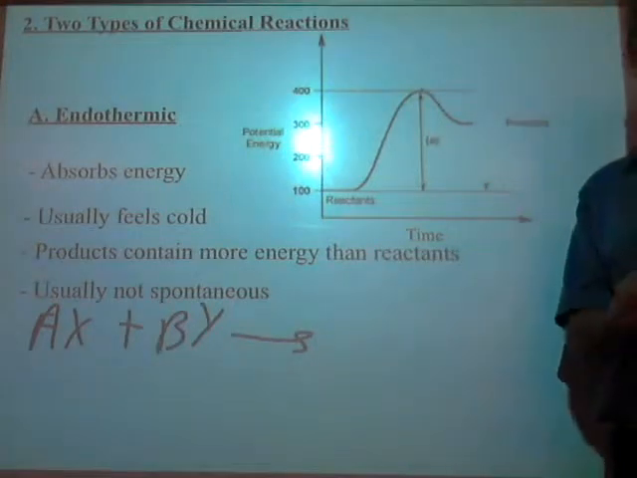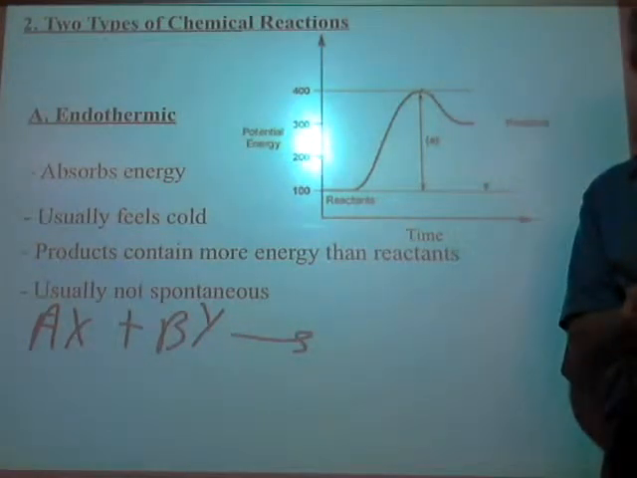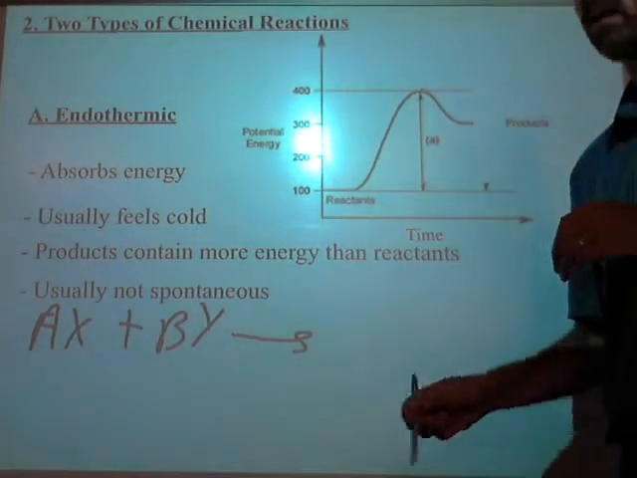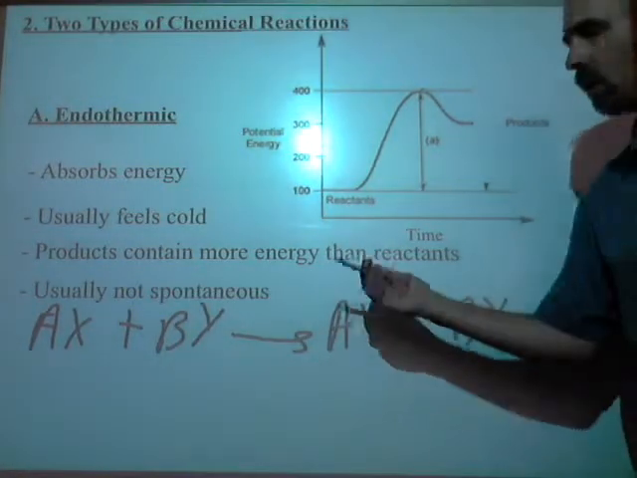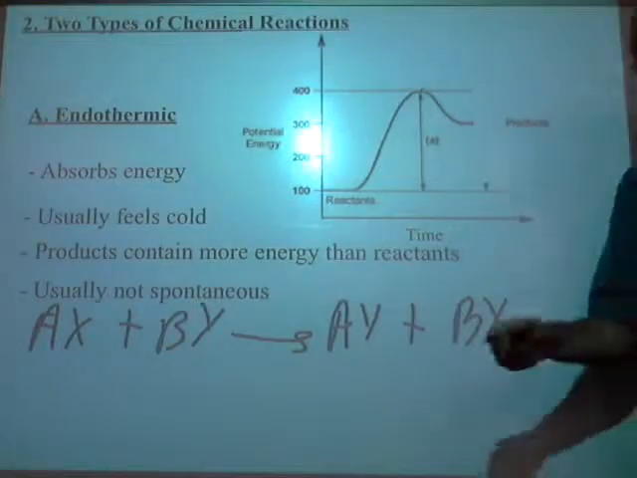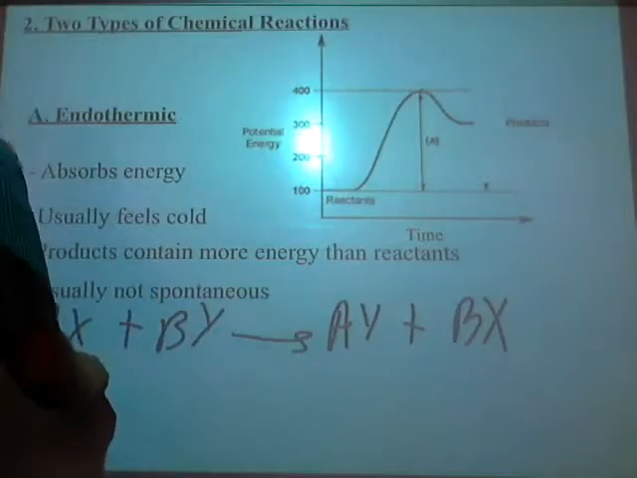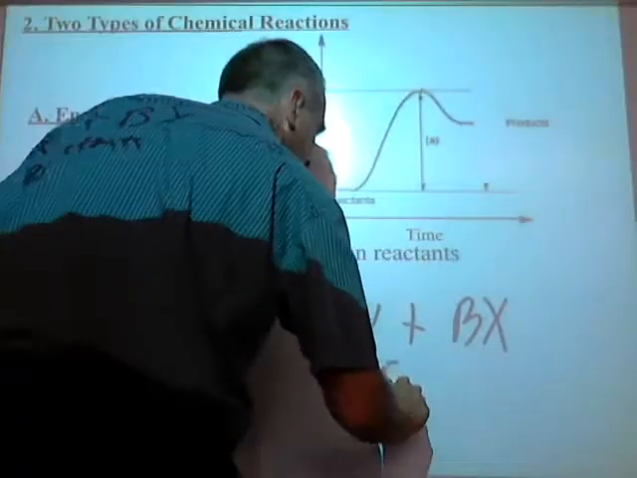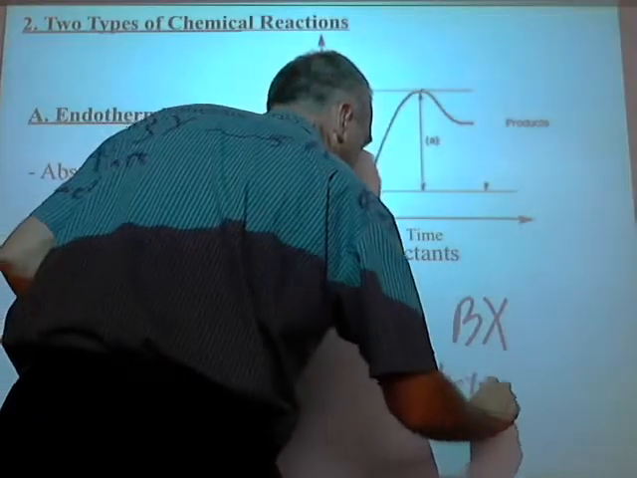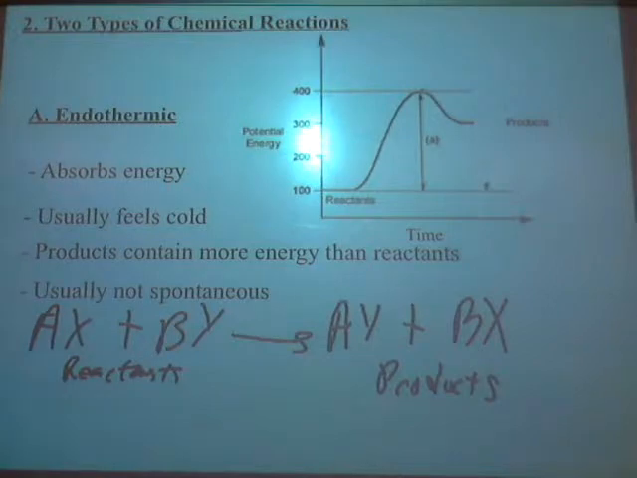Now, what can I do to exchange places on these guys? What could I get here, do you think? Something like AY plus BX. Okay, so there's a chemical reaction. These guys are the reactants, these guys are the products. Okay? What I'm saying in an endothermic reaction is this.